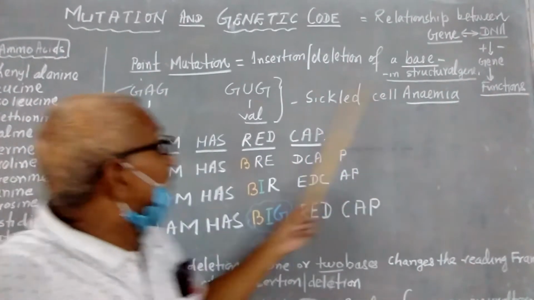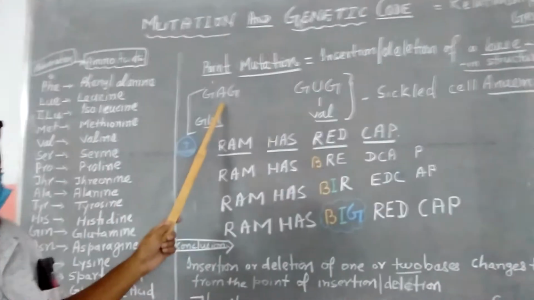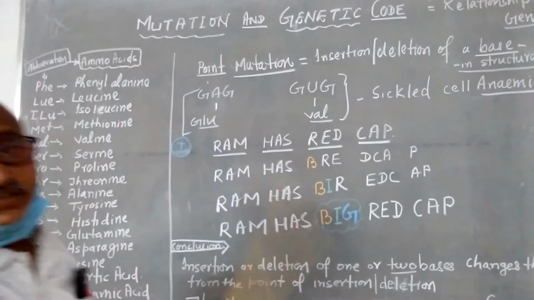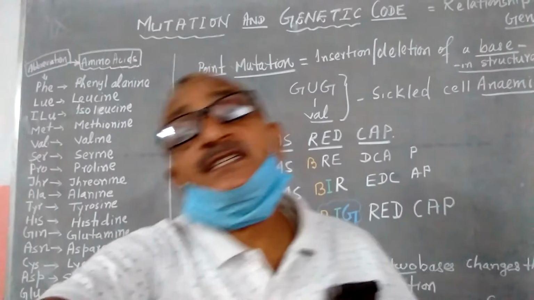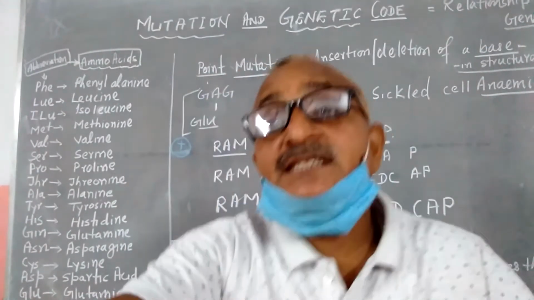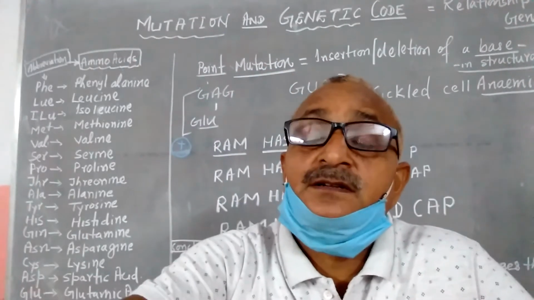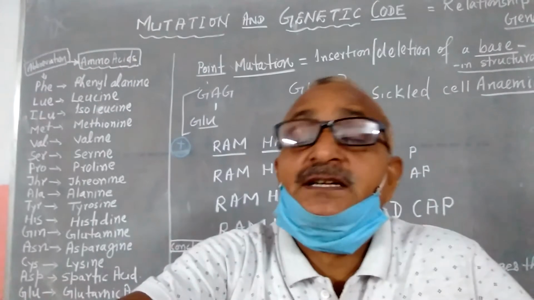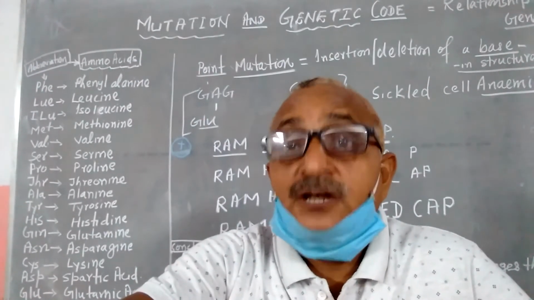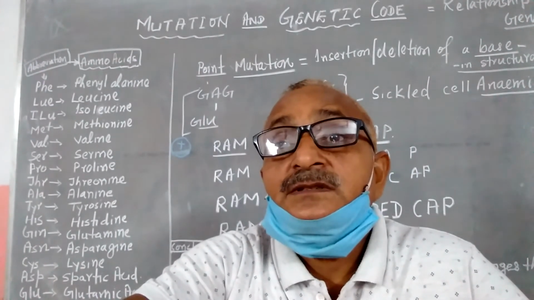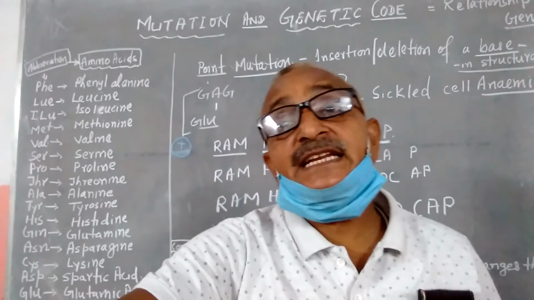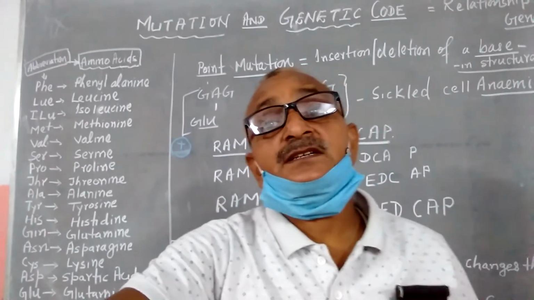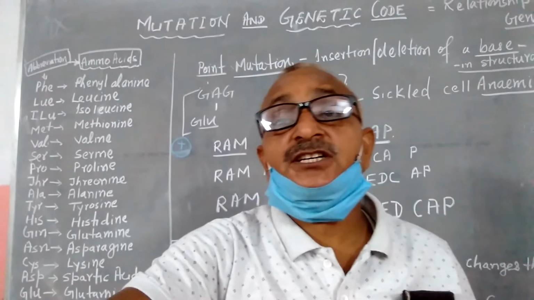The better example you have studied here is the point mutation. Mutation is of different types. Point mutation means there is a change in a single base pair or a single base. Such a change is called point mutation. So sickle cell anemia, which we are studying in chapter 5.